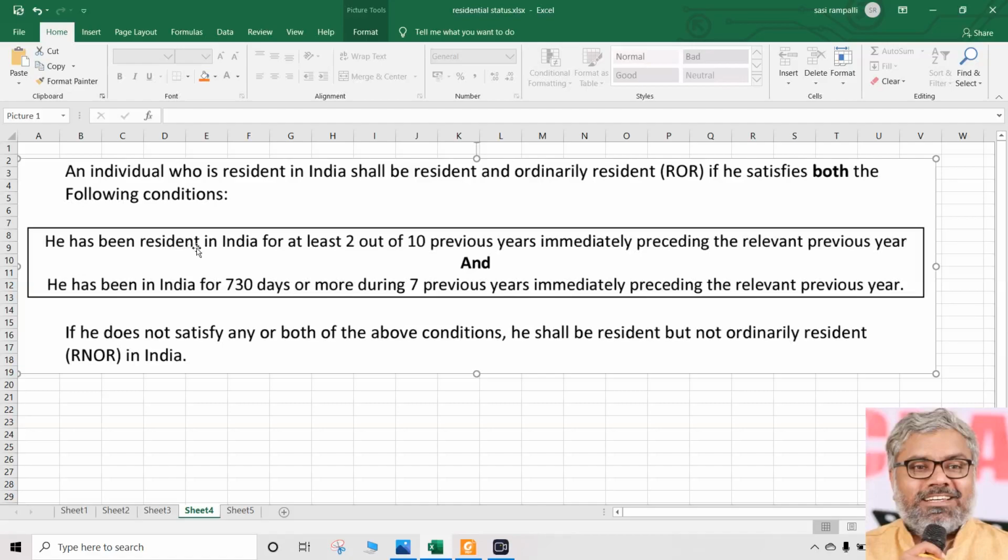If he is resident for at least 2 years out of 10 years immediately preceding the previous year, and he has been in India, stay in India for 730 days or more during 7 years immediately preceding the previous year, then that person can be called as ROR, resident and ordinarily resident. Otherwise, the same person will be called as RNOR, which means resident but not ordinarily resident.